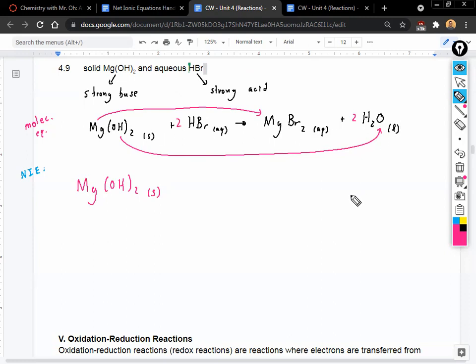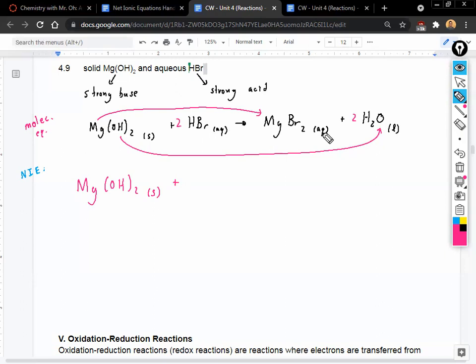Okay? So for the net ionic equation, we need to include everybody that changed states of matter. All right, let's move on to HBr now. Were there any ions in HBr that changed state of matter?